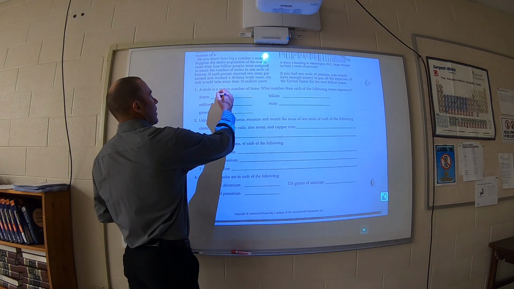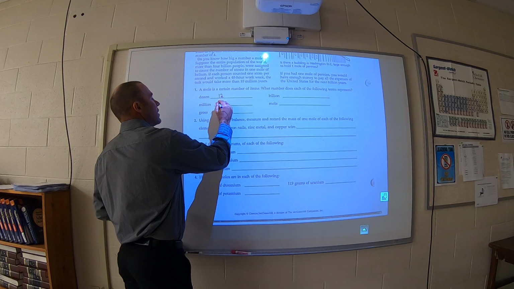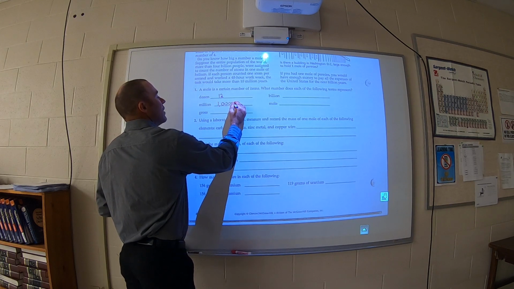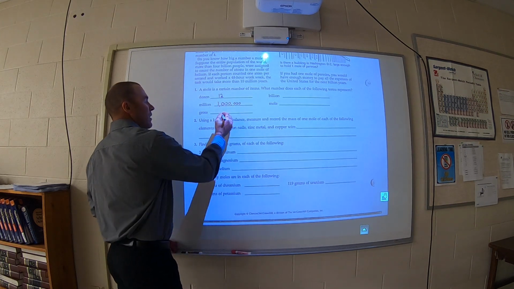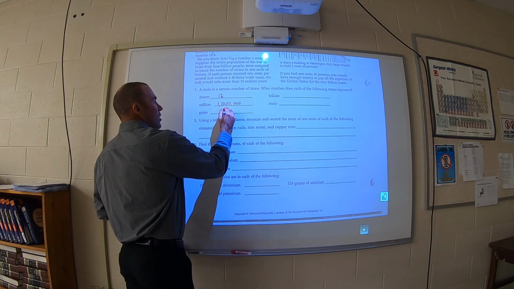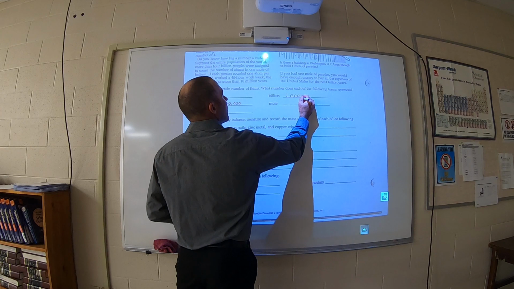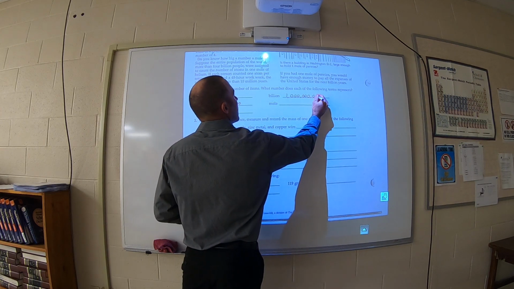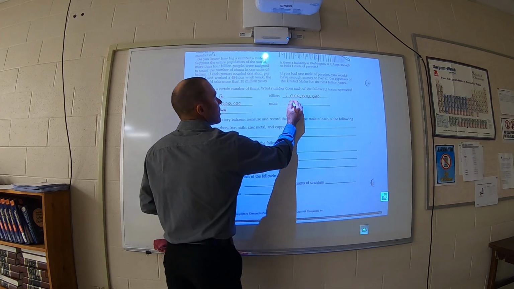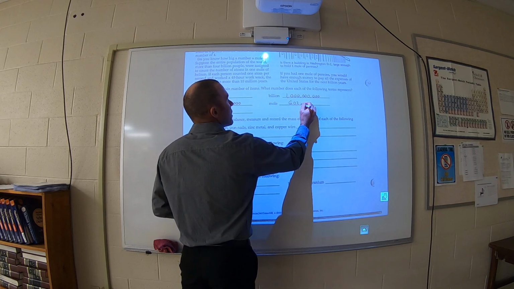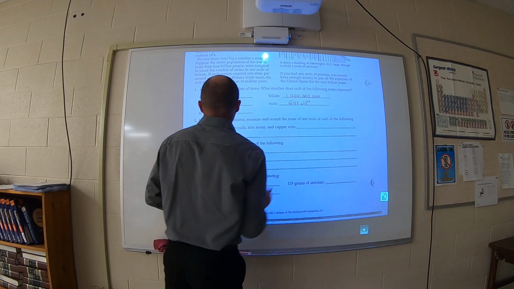A dozen would be 12, of course. A million is 1 with 6 zeros behind it. A gross is a dozen dozens, which is 144. A billion. And then a mole is 6.02 times 10 to the 23rd.